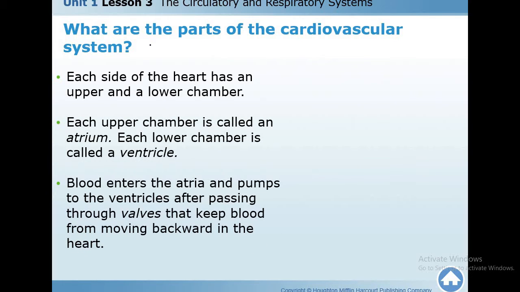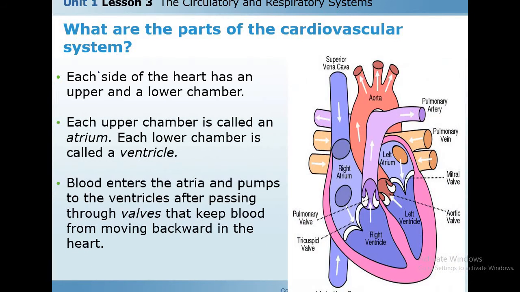First of all, each side of the heart has an upper and a lower chamber. Each side, whether left or right, has an upper and lower chamber. Upper, this chamber, one, two, three, and four chambers. So each side has an upper and a lower chamber.